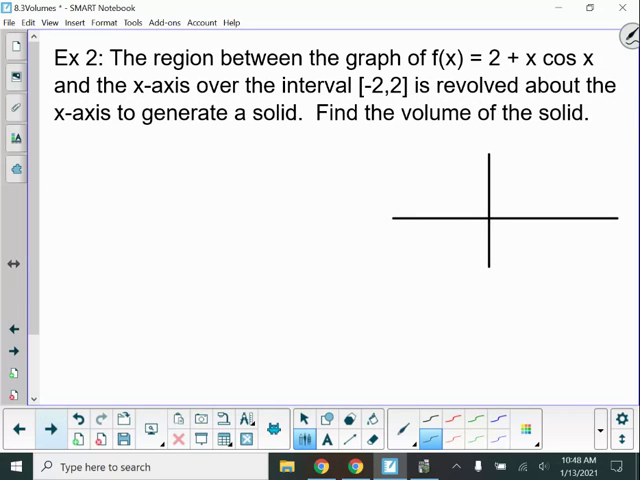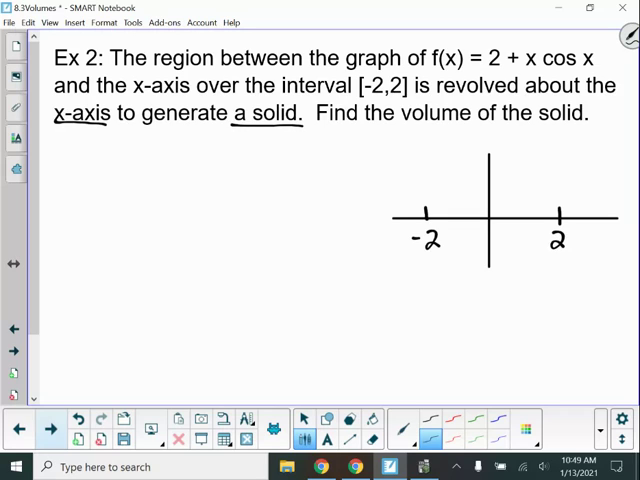And that brings us to example 2. It says the region between the graph of f of x equals 2 plus x cosine of x and the x-axis over the interval -2 to 2 is revolved about the x-axis to generate a solid. Find the volume of the solid. So I know I'm going from -2 to +2. Those are going to be my bounds that I'm going to use for my integral.